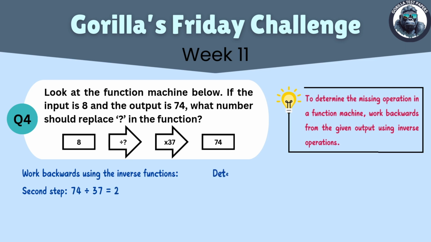Now that we have 2, we need to find out what 8 was divided by to give 2. To do this, we can simply divide 8 by 2. So once we do 8 divided by 2, this gives us 4.